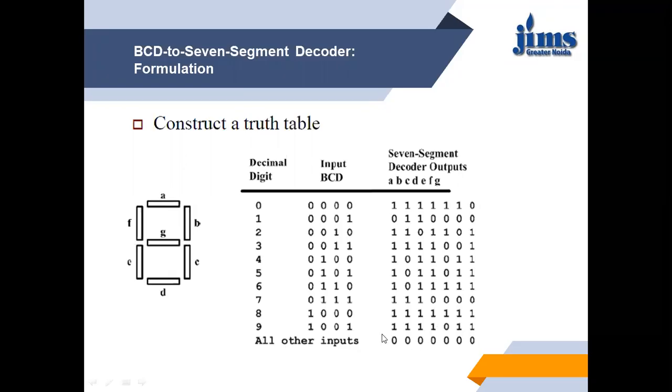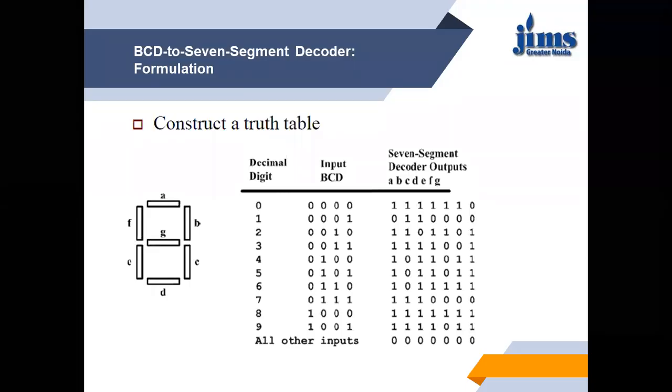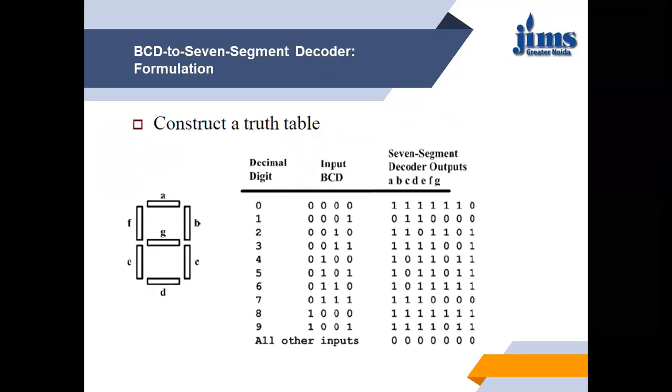The rest of the combinations will be 0, so we need not put any don't care condition. We simply put 0, because we have to disable whichever bit is not required. So when we use the BCD to 7 segment decoder, the input will be 0 to 9 in BCD, and the output will be as per the requirements to glow the particular segment.